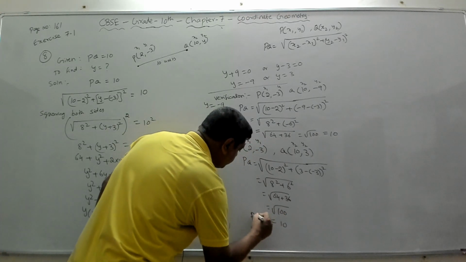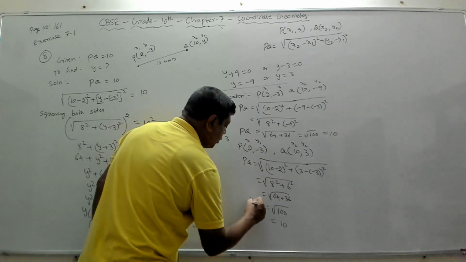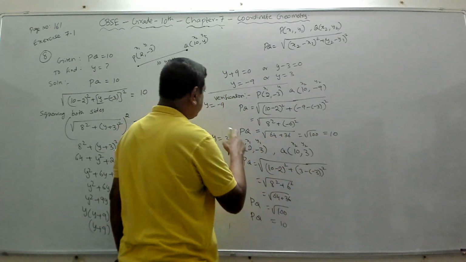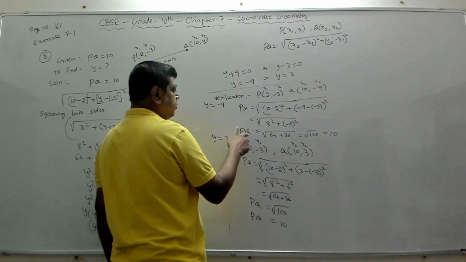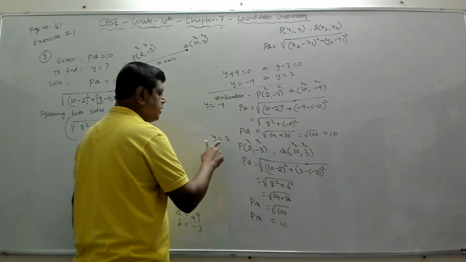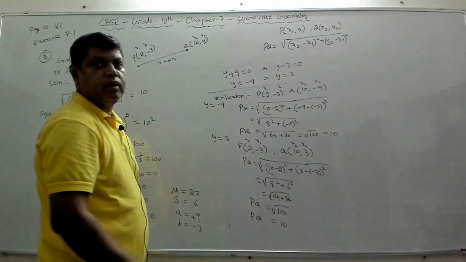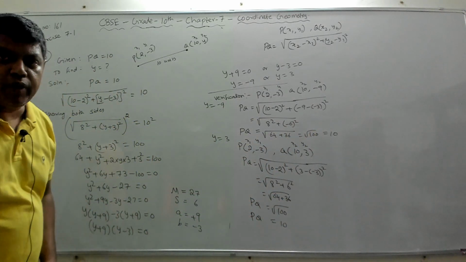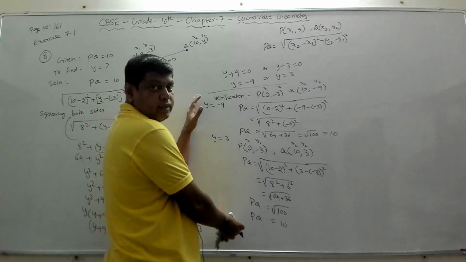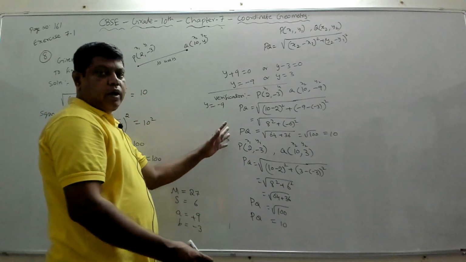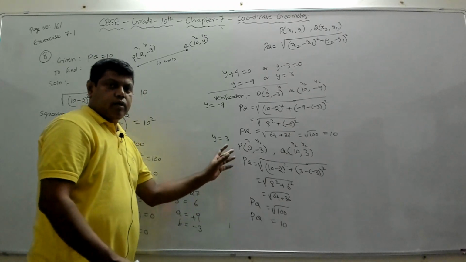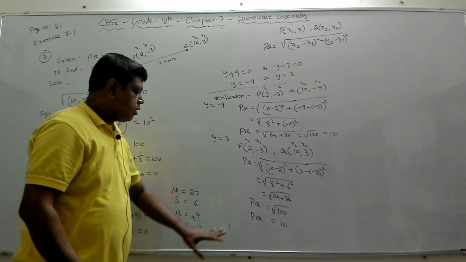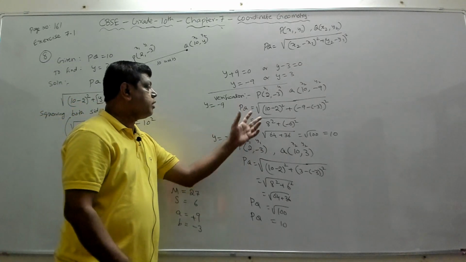That is your PQ. So in both the cases, you got your PQ as 10. Even when y is minus 9, the distance between P and Q is 10. If your y is 3 also, the distance between P and Q is 10. Fine. So you need not do this verification in the exam. It's not required. But just for your understanding, you can see this. You can write in the rough and check, make sure that PQ is 10.